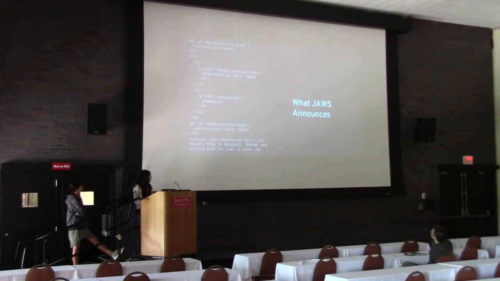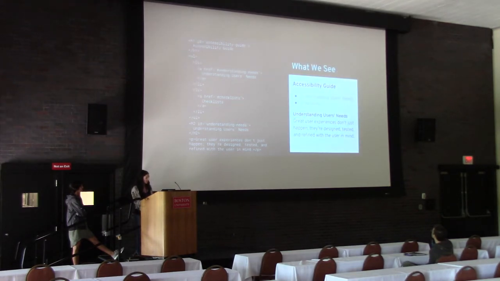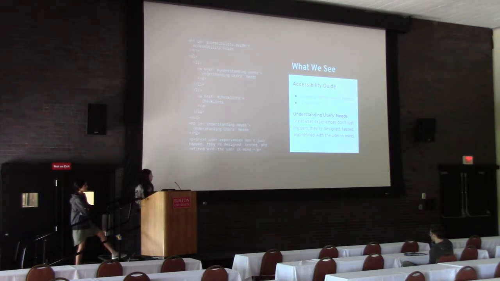To illustrate these methods, I'm going to share with you what JAWS announces for the sample HTML shown here. This HTML would show as this example on the left of the screen. You can see that there are a couple of headings, a bulleted list of links, and a paragraph.